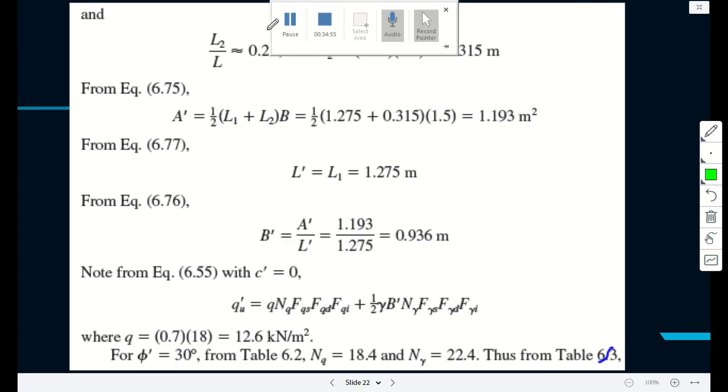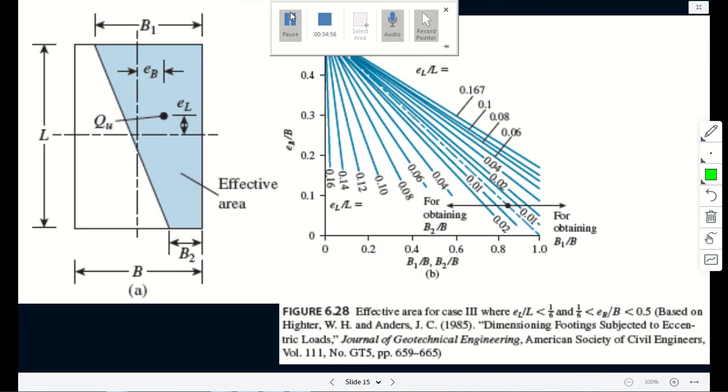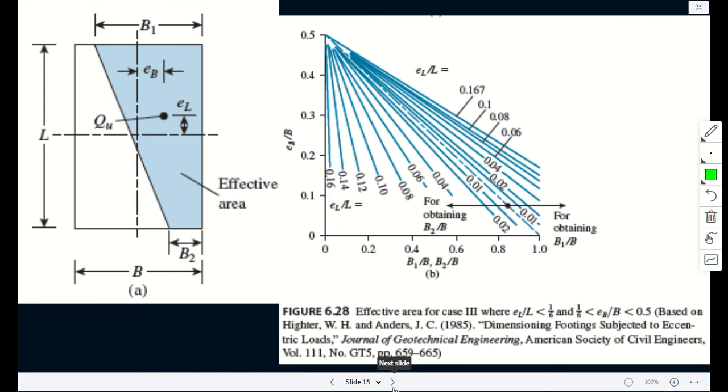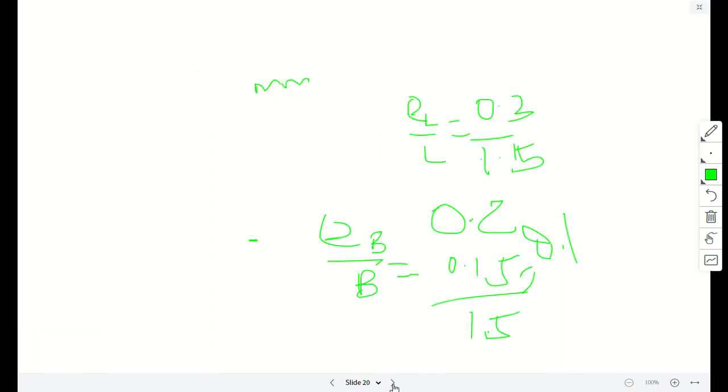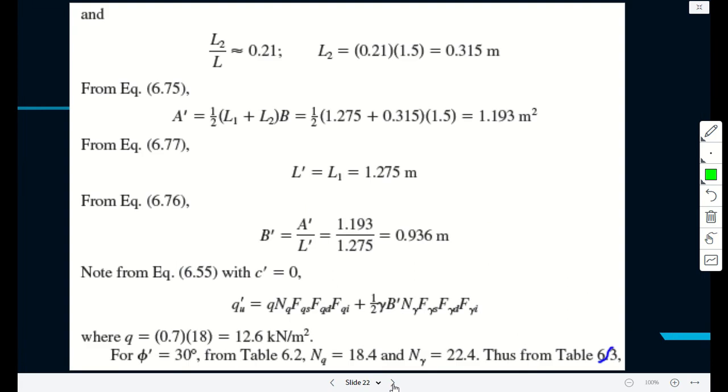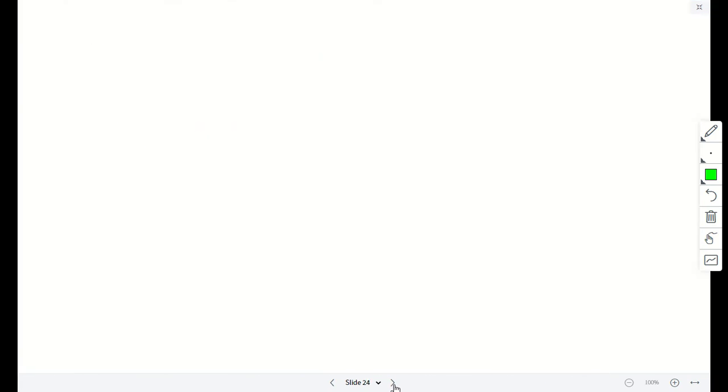So I stop there. And then, okay, we proceed. I believe now you can find your way around.